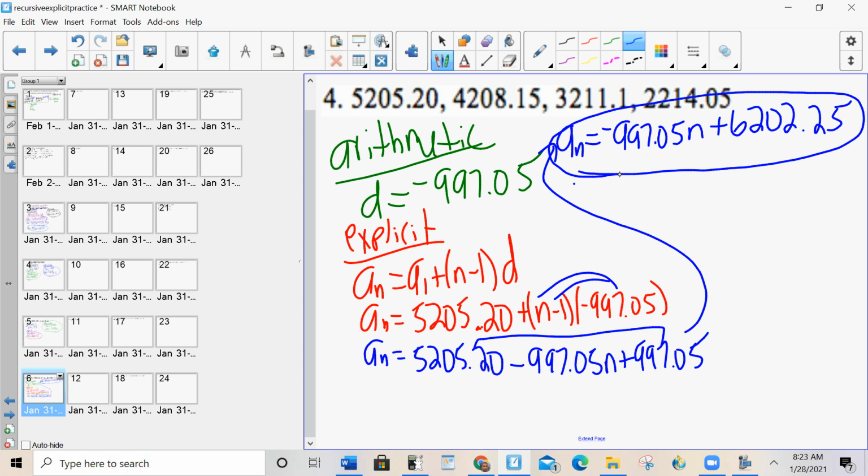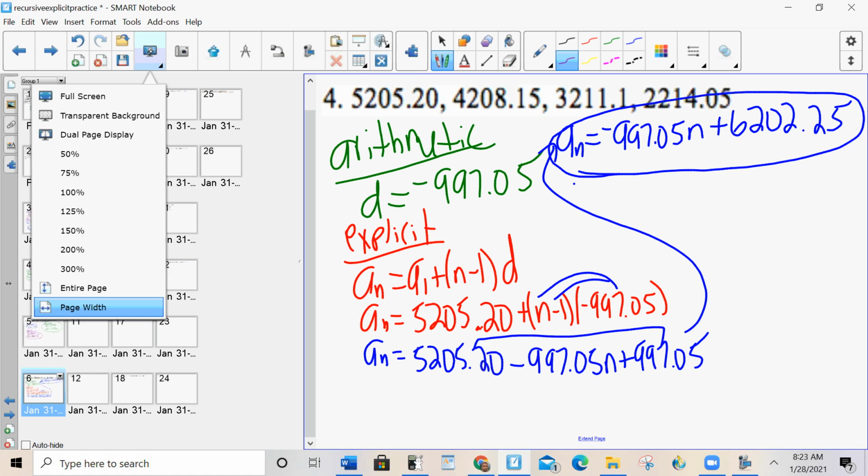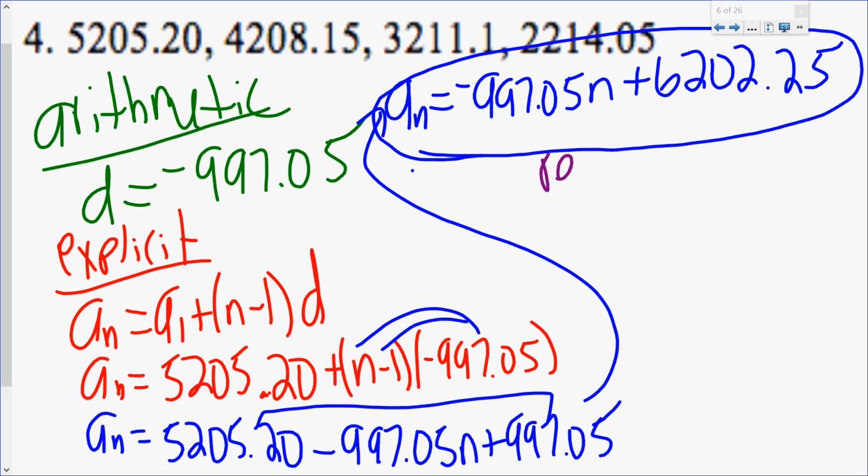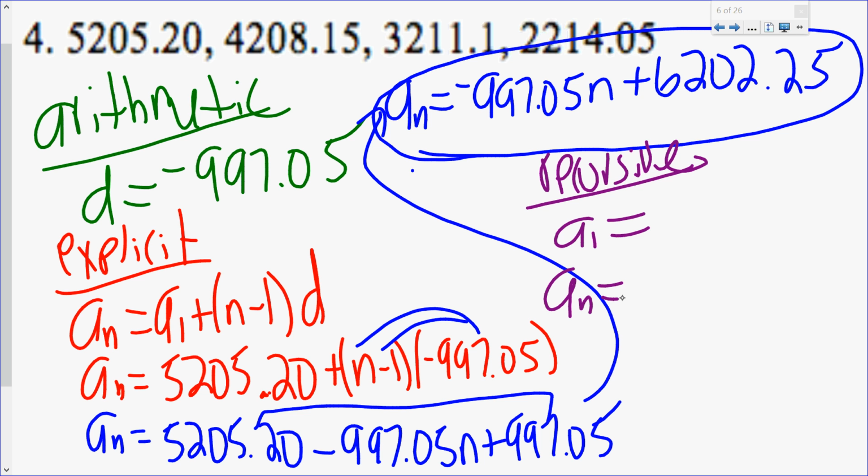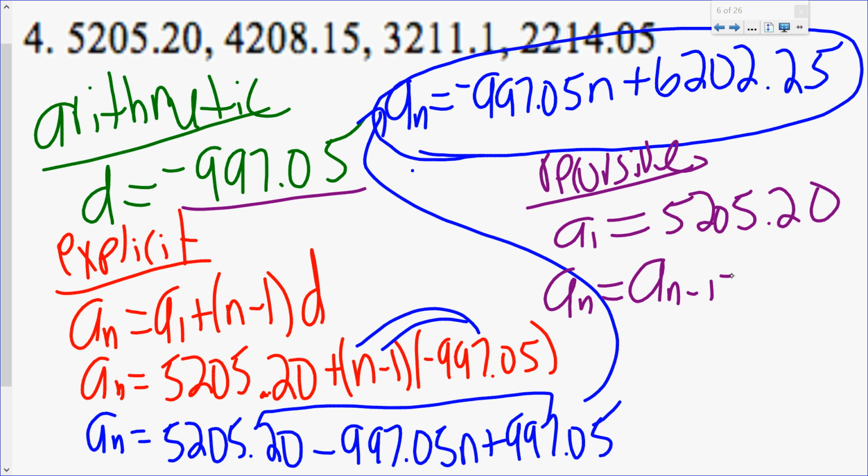Again, the algebra gets a little messy with all the big numbers and decimals, but the procedure is pretty straightforward. Now, if I want to do it recursively, I think recursive is a lot easier. Recursive: a1 equals... an equals an minus 1. a1 is 5205.20. What am I doing to the previous term? I'm subtracting 997.05, and that is my recursive formula.